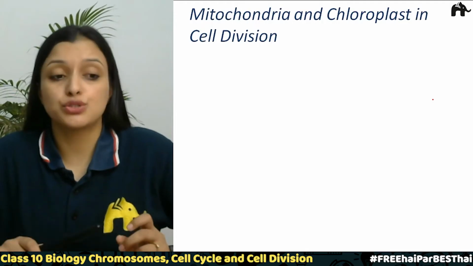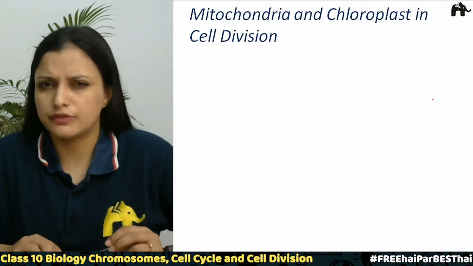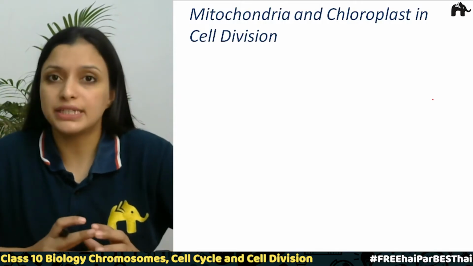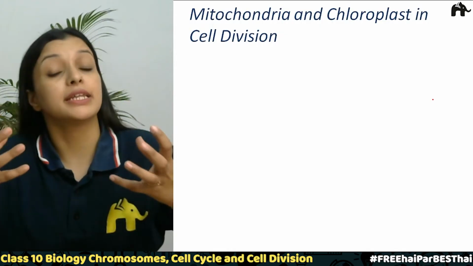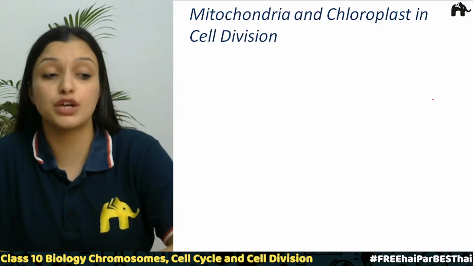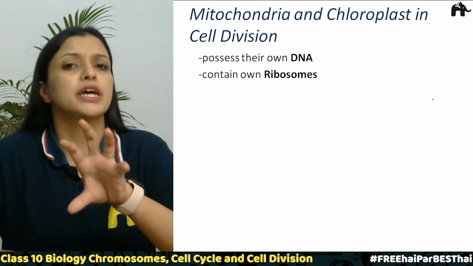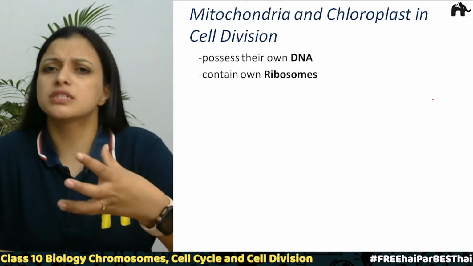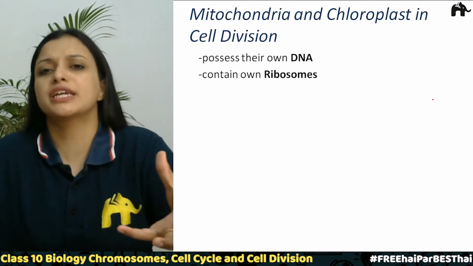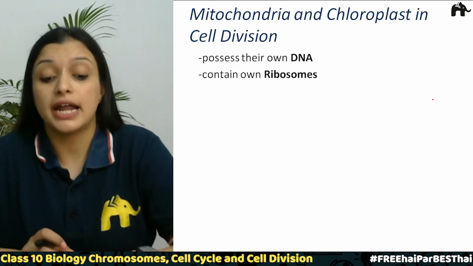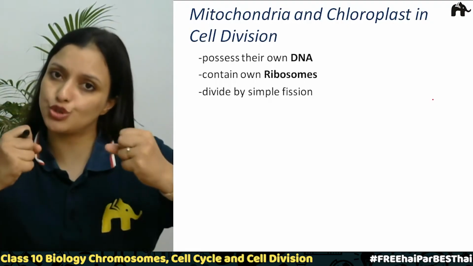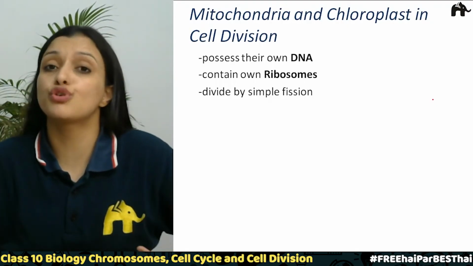Next topic is mitochondria and chloroplast in cell division. So what happens to mitochondria and chloroplast in cell division? Mitochondria in animal cells and chloroplast in plant cells have their own DNA and their own ribosomes, due to which they are able to divide on their own. They have certain genes due to which they are capable of dividing on their own, right? And how do they divide? They simply split into two parts and produce two daughter organelles, correct?